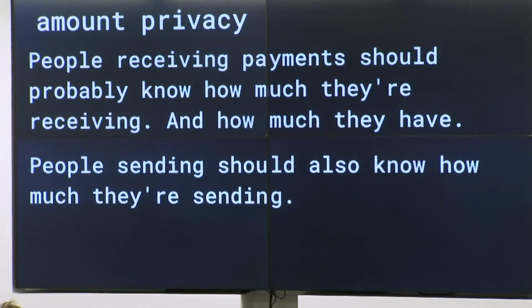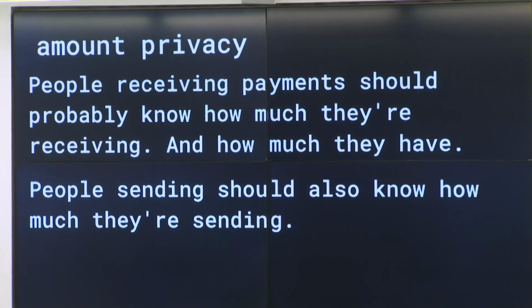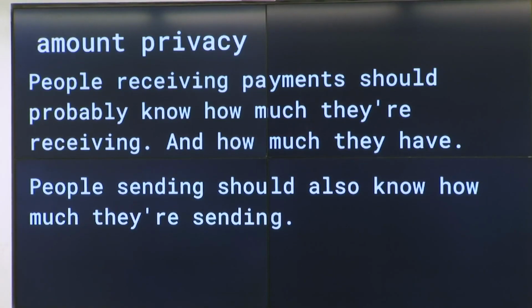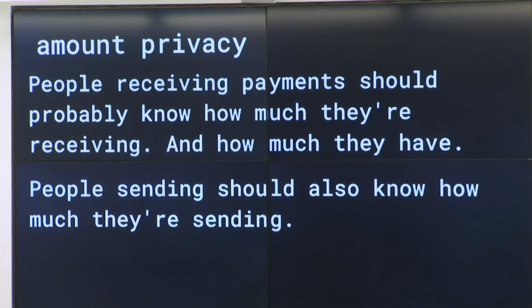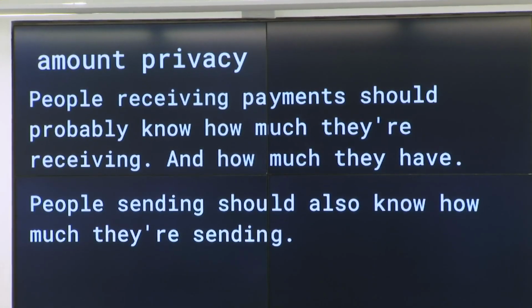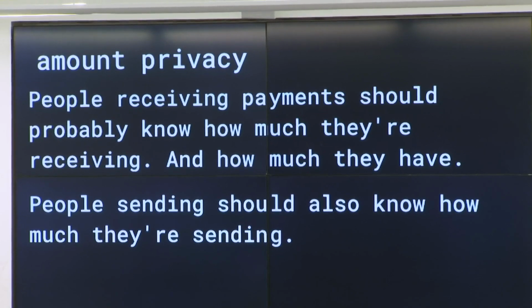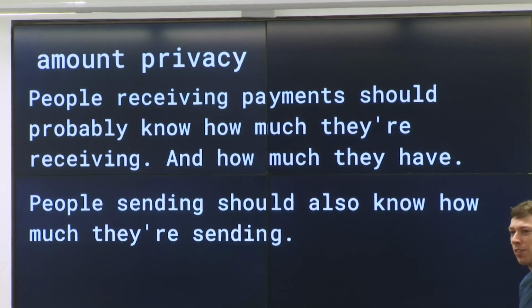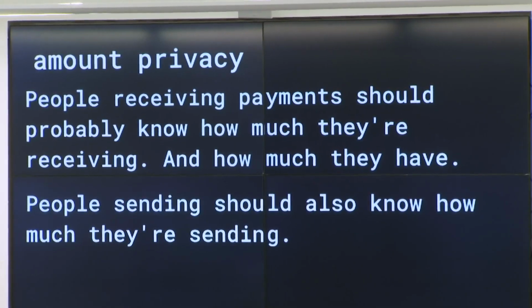But wait, people receiving the payments should probably know how much they're receiving, right? And they should probably know how much they have. If you don't know how much money you're getting, that's not a very useful payment system. People sending should also know how much money they're sending, right? If the amount can be completely determined by the receiver, that's also not a good payment system. I'm just going to take lots of money.